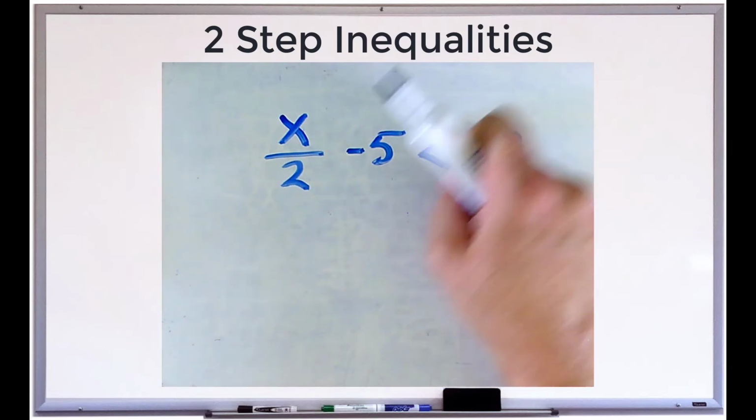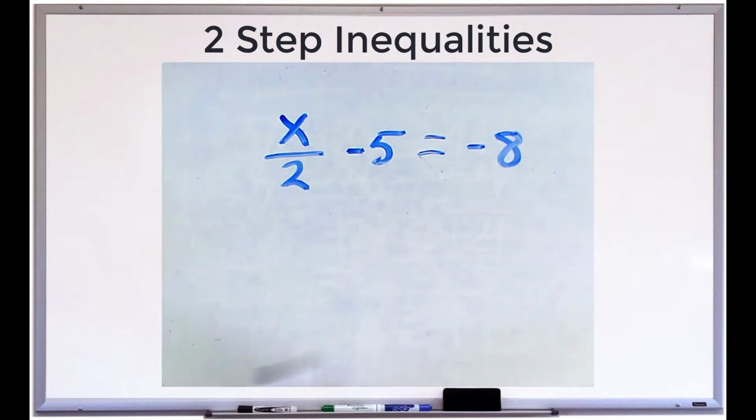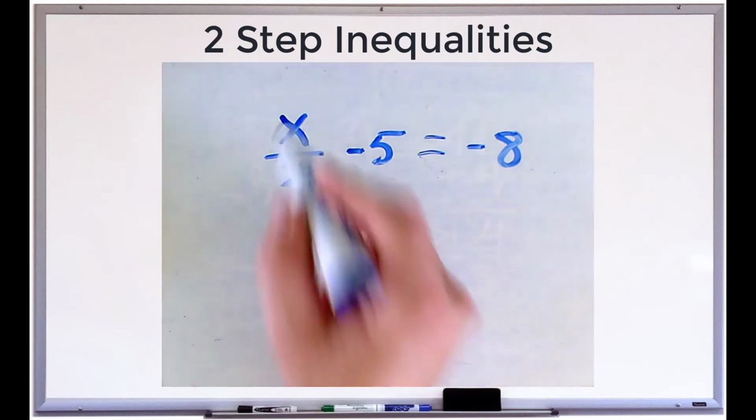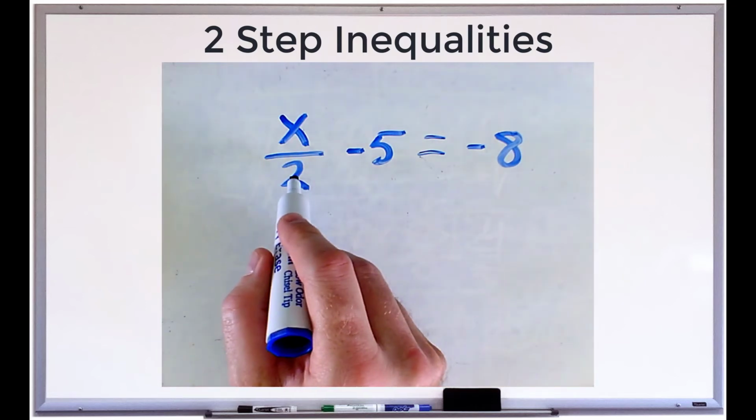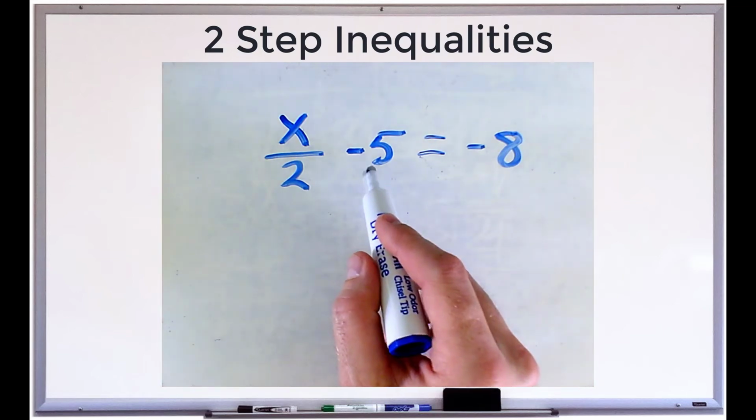Now, like I've said before, I sometimes like to change it out with an equal sign so it looks like an equation at first. So I've got to start getting it by itself. I want to get this x alone. It's being divided by 2, and it's also having 5 subtracted from it. The reverse order of operations tells us that we should get rid of any add subtract first. So I'll get rid of the -5 first.